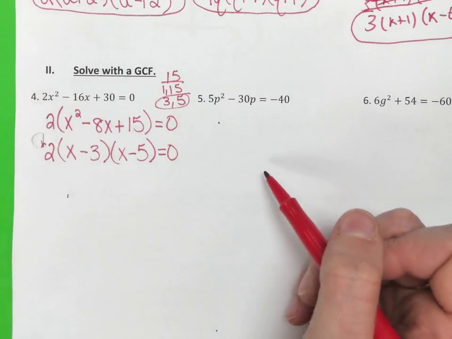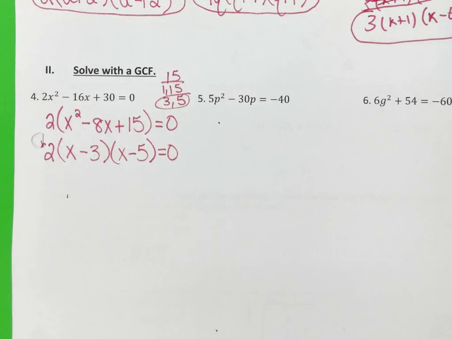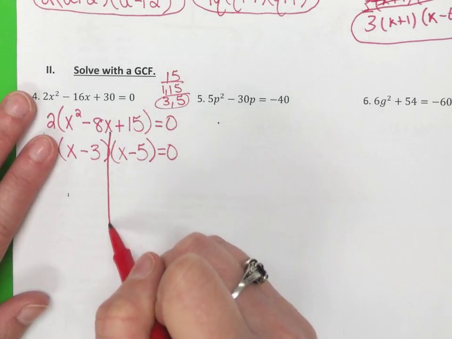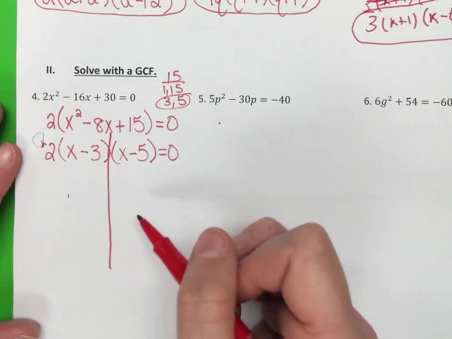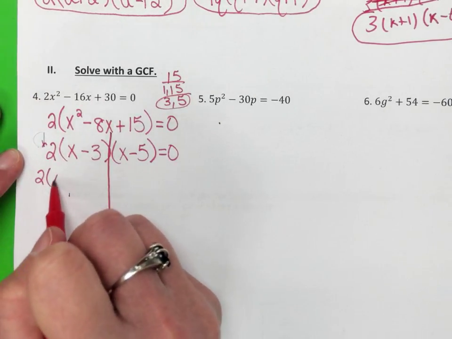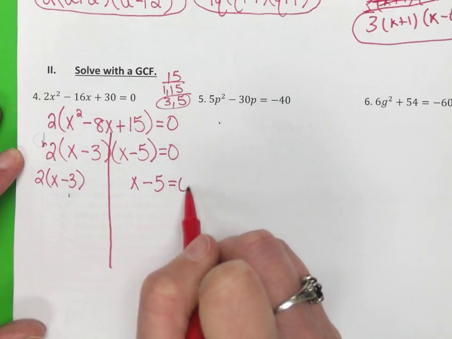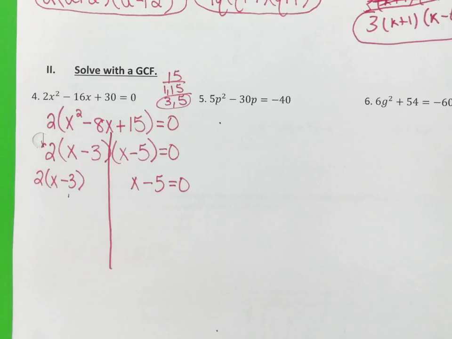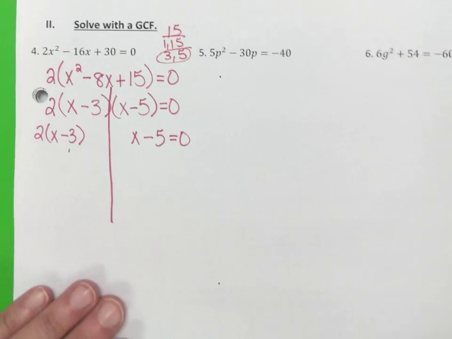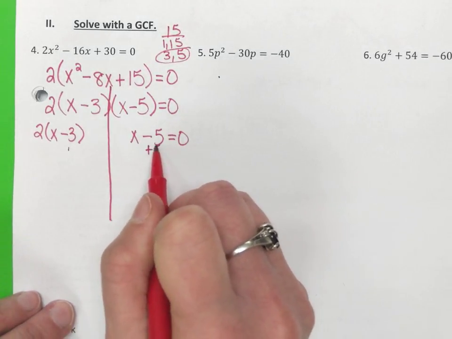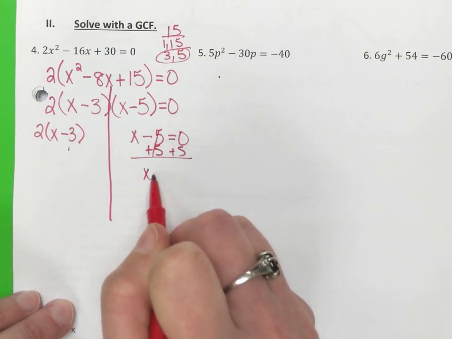Everybody ready? Because it equals 0, what do you do? Right down the middle. Pretend like that 2's not there. Where do I cut it? Right here where we've been doing it. So we got x minus 3 and x minus 5 equals 0. Same thing we've been doing. This one's easy, let's do this one first. How do I move it? Add 5. X equals 5.